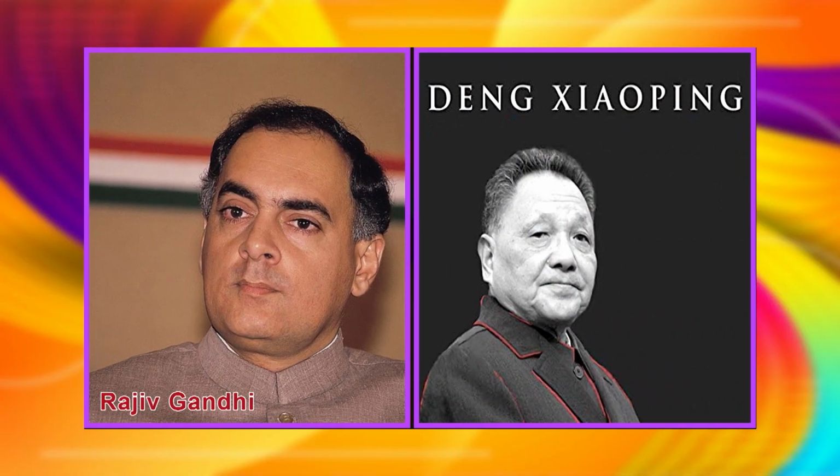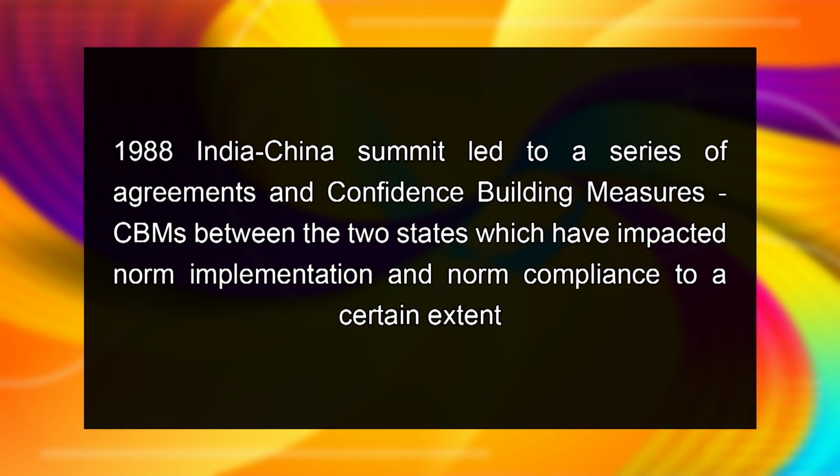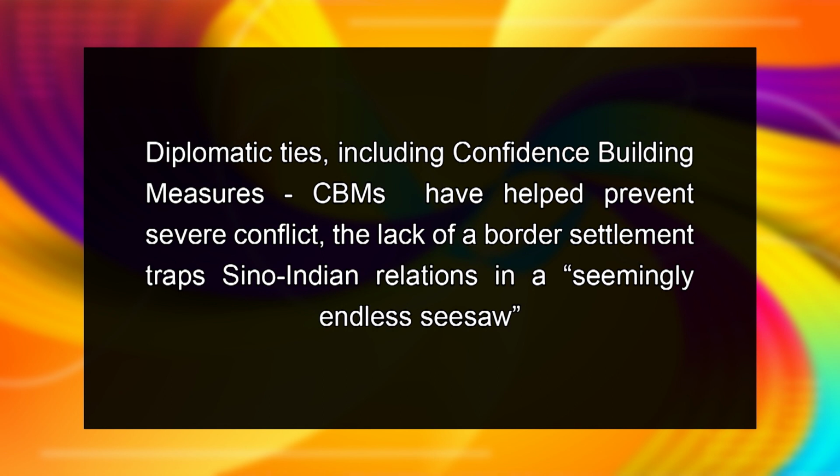A milestone happened in 1988 when then Prime Minister Rajiv Gandhi held a summit with counterpart Deng Xiaoping, the first such meeting between leaders of the two countries since the 1960s. The summit led to a series of agreements and CBMs between the two countries which have impacted norm implementation and norm compliance to a certain extent. While the diplomatic ties, including CBMs, have helped prevent severe conflict, the lack of border settlement traps Sino-India relationships in a seemingly endless seesaw. A permanent settlement of the border is vital for long-term peace and stability.